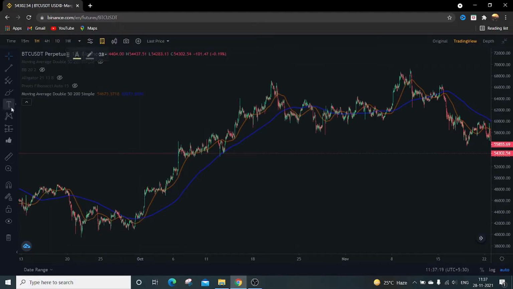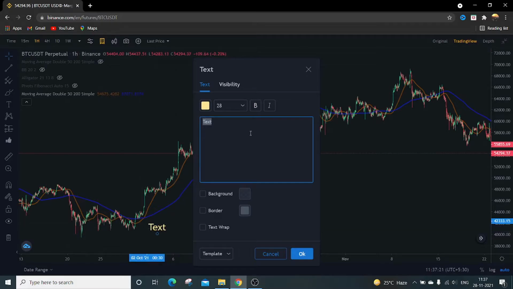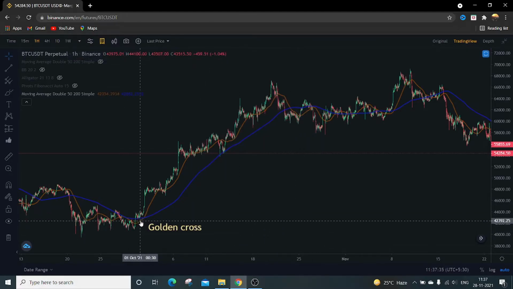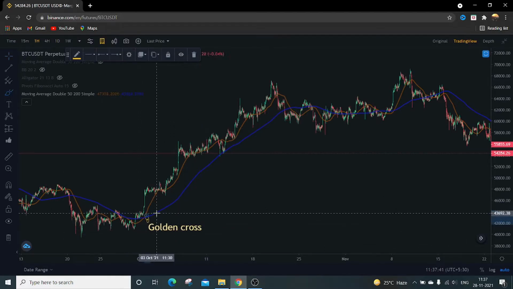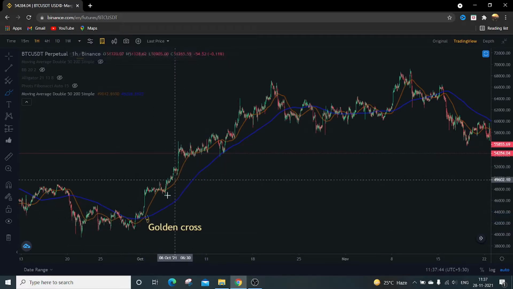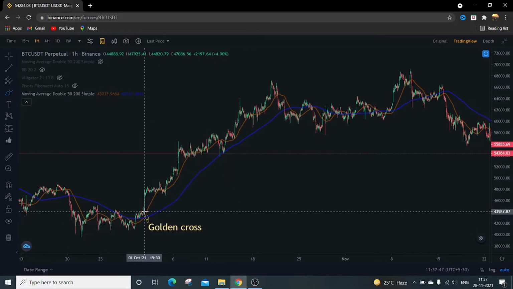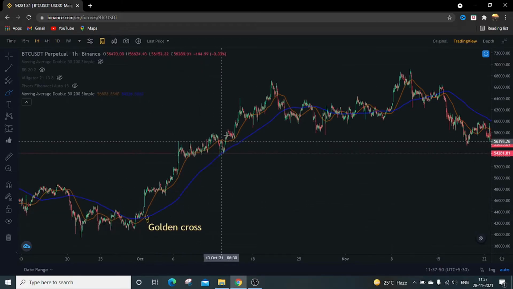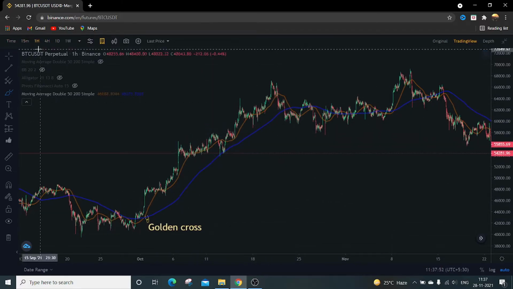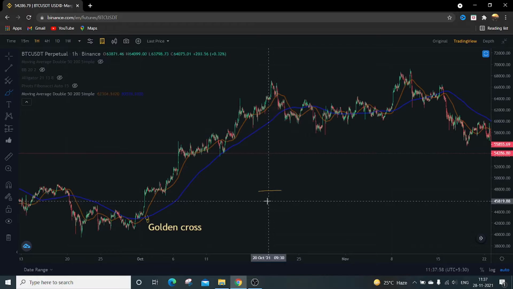I will mark a point over here and write golden cross. Generally it is said that from this point the market will move in the upward direction, and you can see that from the golden cross the market is moving upward. I am using the 1 hour chart, and I use the 1 hour and 4 hour charts to get better ideas.